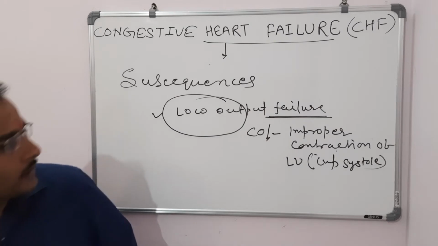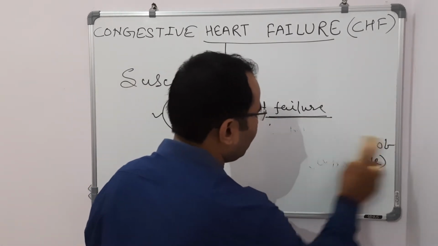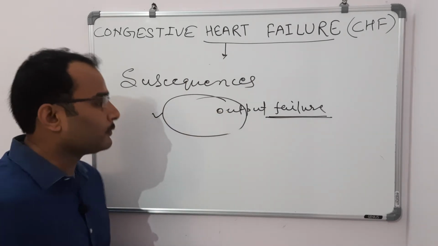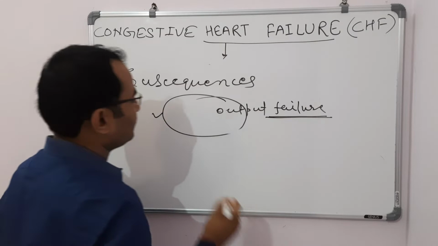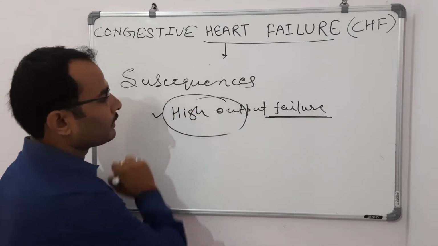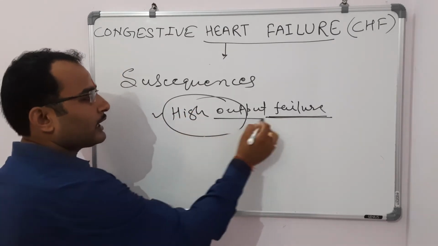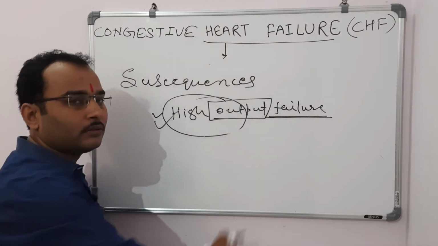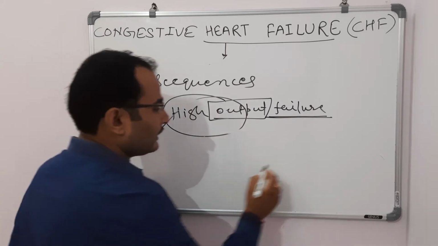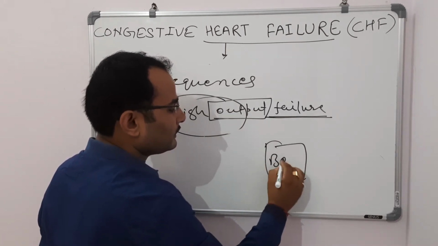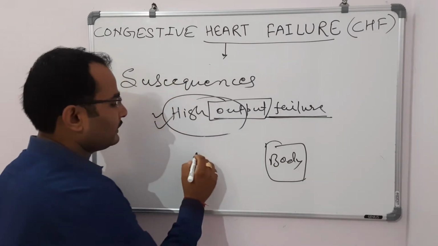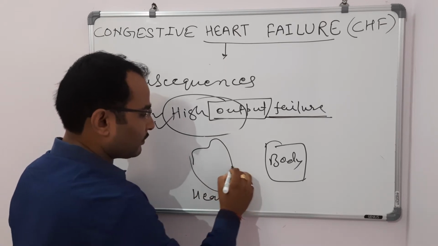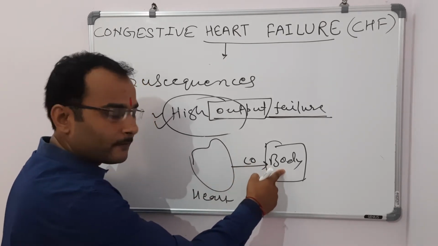Now we will move towards high output failure. It is very simple. Again, it is high output failure. आउटपुट तो यहां पे हमारा हाई है, लेकिन फिर भी हमको प्रॉब्लम है कंजेस्टिव हार्ट फेलियर की. उसका रीजन ये है, let's suppose this is your body, representing your body, and this is the heart, and here the heart is providing cardiac output to the body.